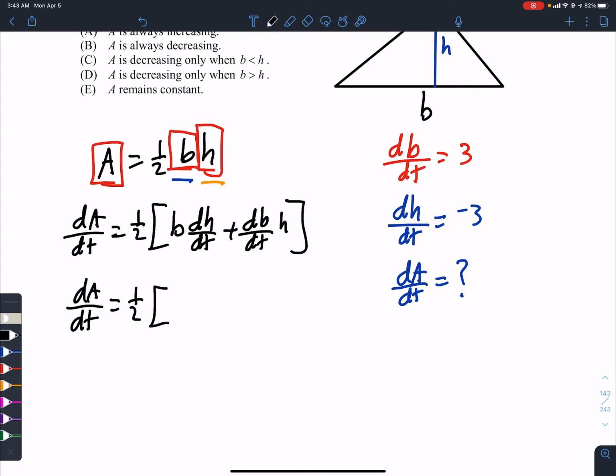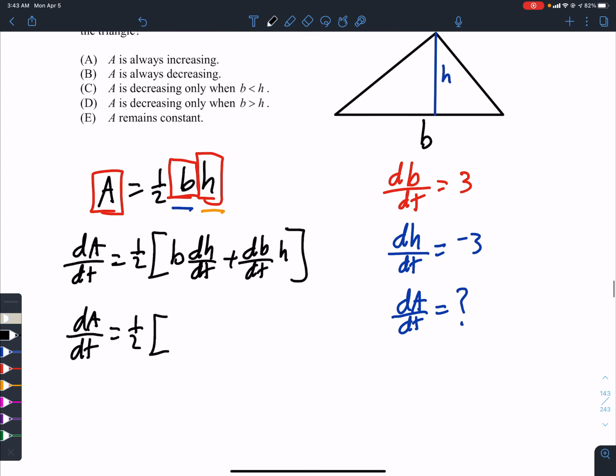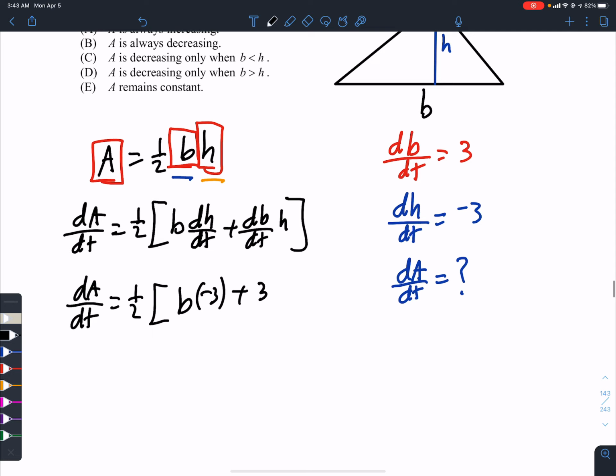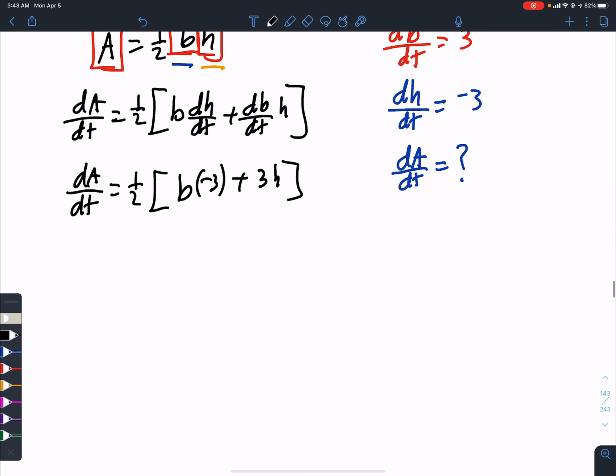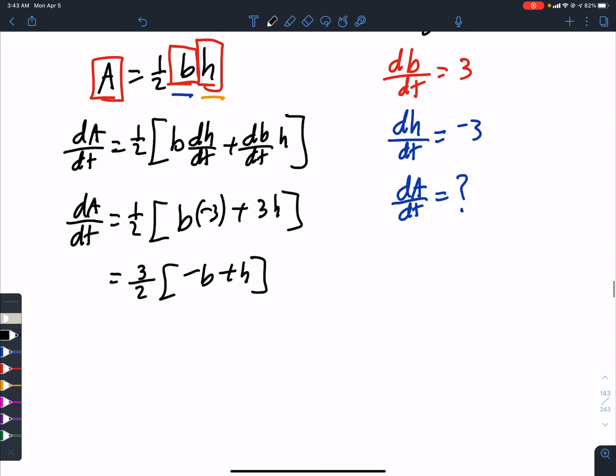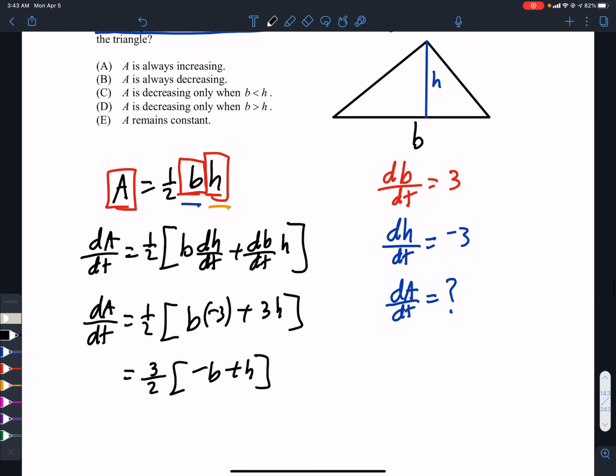Well, we know dH dt, that's negative 3. And we know dB dt, that's 3. So let me factor out the 3 in front. I'm going to be left with minus B plus H. Okay, so what's going on here? So we have dA dt, and they want to know what's happening to A.